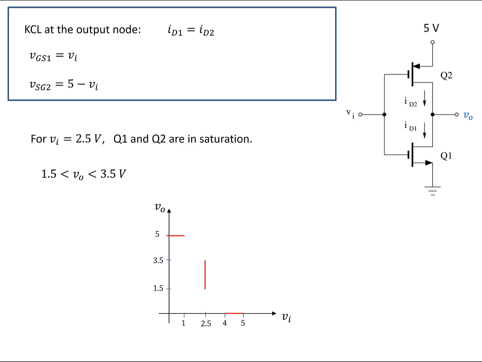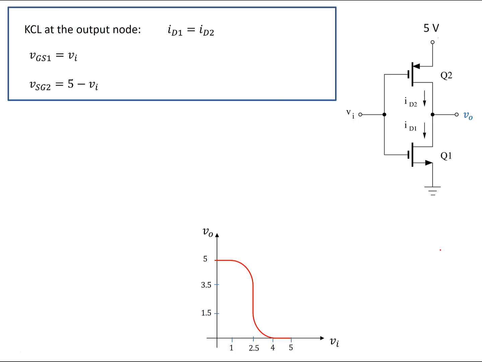So I added one more piece to my transfer function graph. The new region is here. In this region, Q1 and Q2 are both in saturation. This graph shows the complete transfer function for that CMOS circuit. We added this portion and this portion to the previous graph.